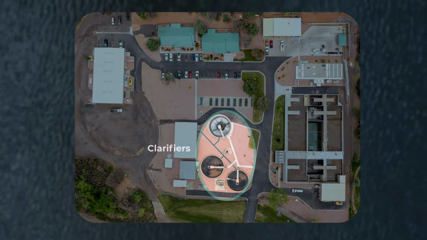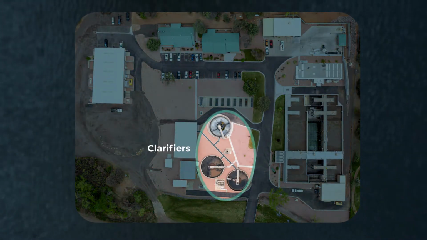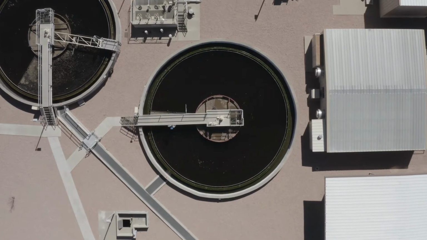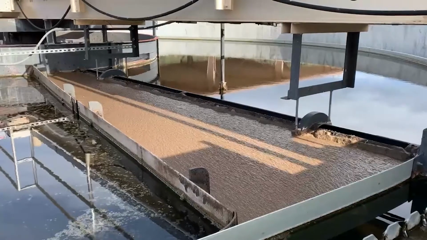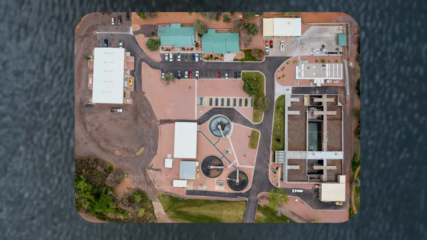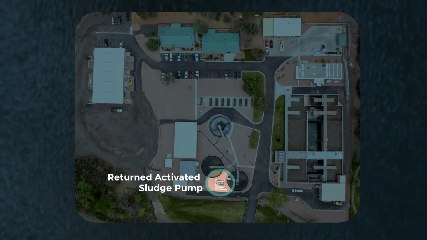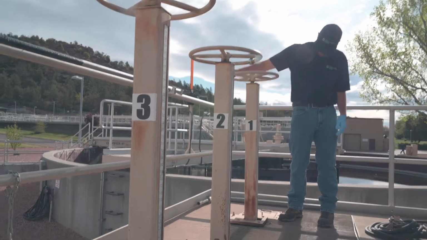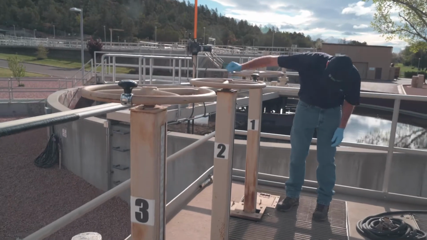So this is one of our 3 clarifiers. The water that comes out of our basins comes over here where the bugs settle out to the bottom. Our settled bugs then get pumped out to our return activated sludge pump station. This is our return activated sludge pump station where the bugs that settled in the clarifiers get pumped back up to the head of the treatment process basins.